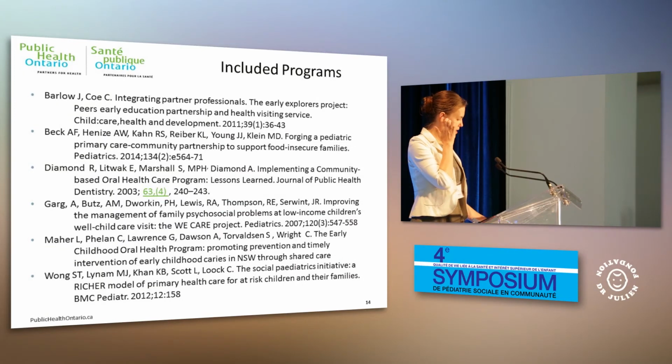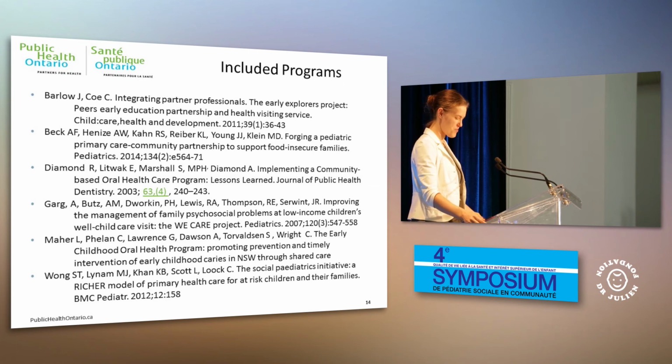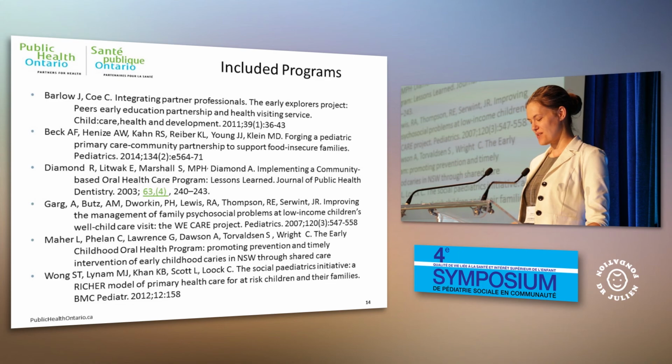So in spite of the fact we started out with 13,000 articles, what I presented today was based on 7 programs that were described in about 18 articles that met our inclusion criteria. Again, the most important one being the outcomes. So I see part of my job here today as a call to all of you in the room to publish your social pediatric work in studies that report outcomes, whatever they might be, specifically outcomes and evaluations.